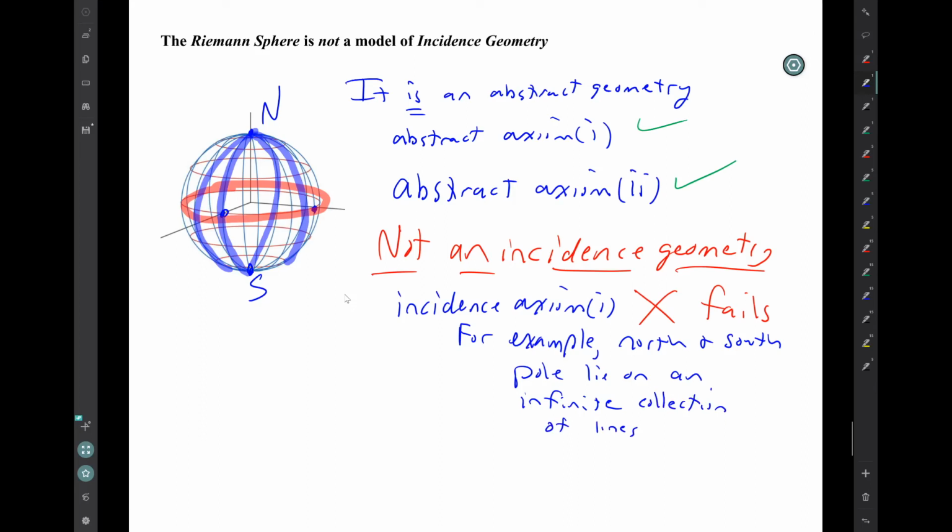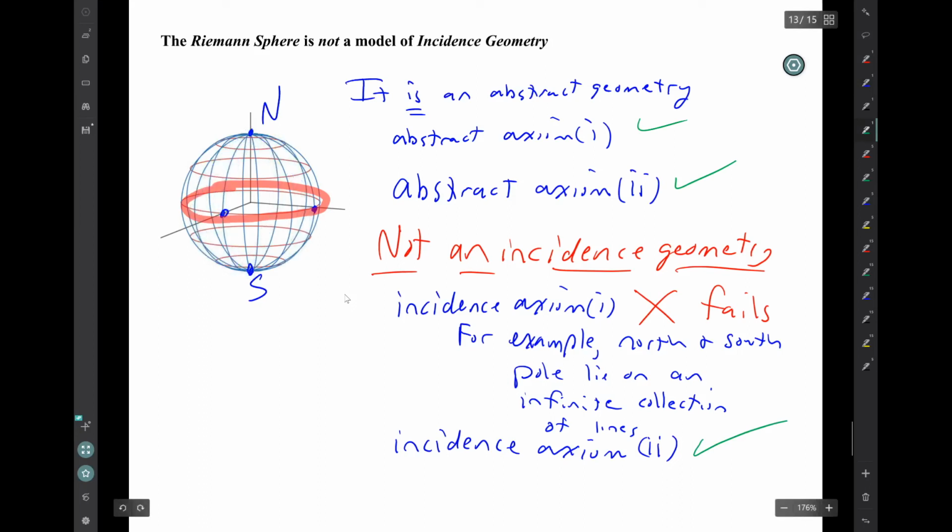What about Incidence Axiom 2? Well, it actually passes that. Remember, Incidence Axiom 2 says there must exist 3 points that are non-collinear. Well, there are. For instance, we can call this point over here point A, and we can call this point B, and A, B, and N are non-collinear. The only great circle that points A and B lie on is the equator. The only great circle that A and N lie on is one of those lines of longitude.